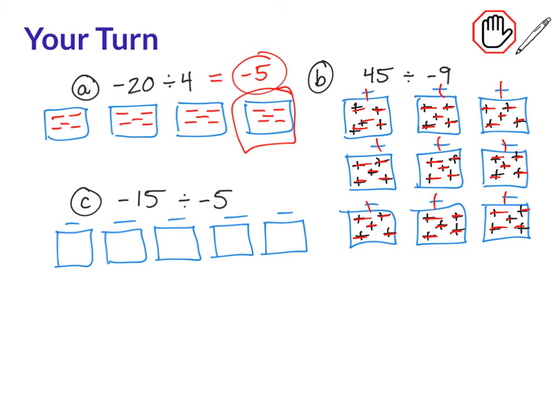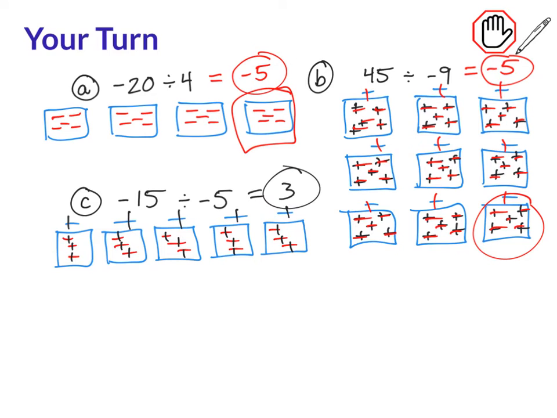Okay, so now I have 5 negatives left over in each box, so my answer is -5. Now looking at C, I drew my 5 negative boxes. I have to evenly distribute 15, so 5, 6, 7, 8, 9, 10, 11, 12, 13, 14, 15. I have to switch each sign because I have my negatives above each box. When I switch each sign, I have 3 positives left over in each box, so my answer is +3.